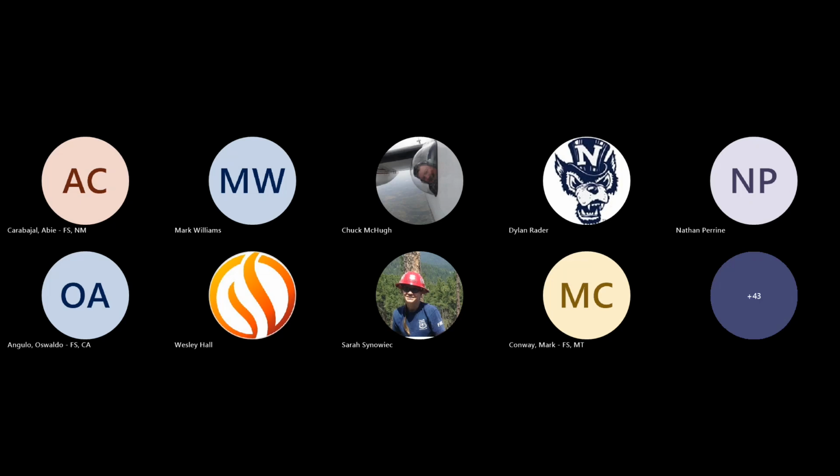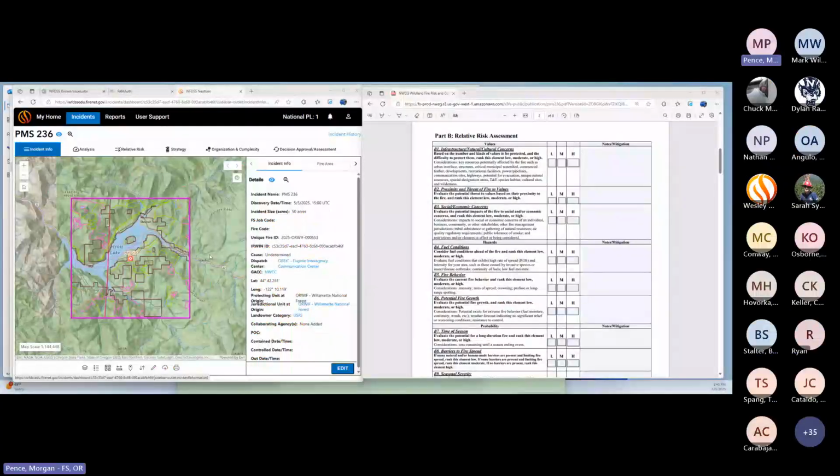Okay, I have NextGen up on half the screen and the 236 up on the other half of the screen. And we're going to look at filling this out in NextGen as we look at the paper form. So I have an incident in EDU. I've already navigated to it.